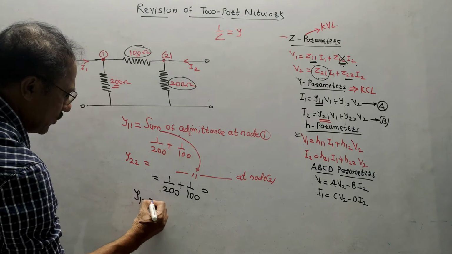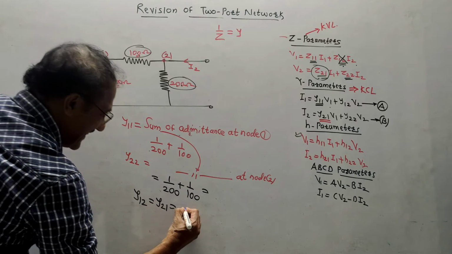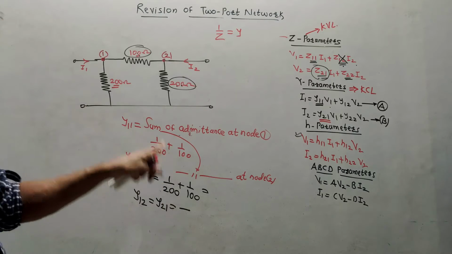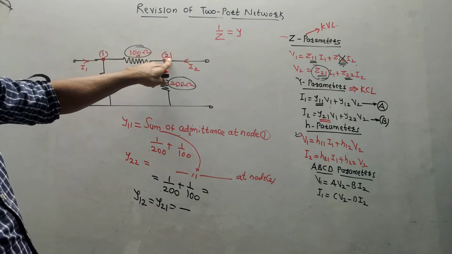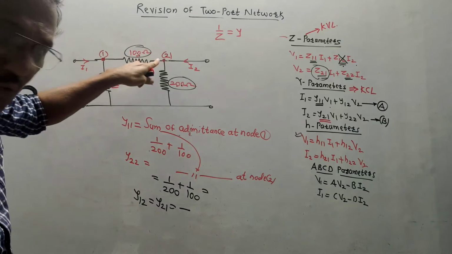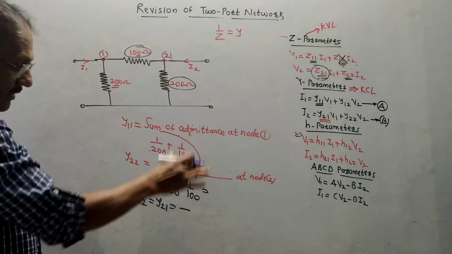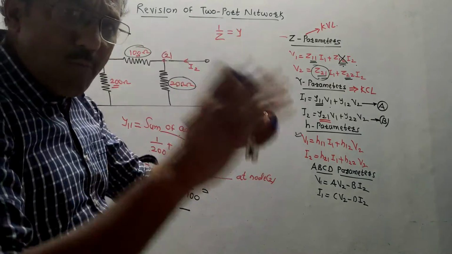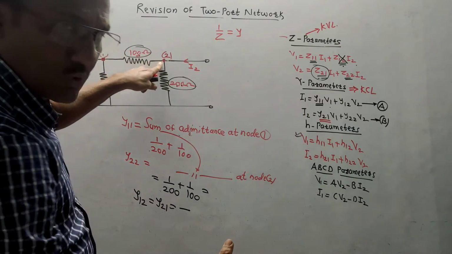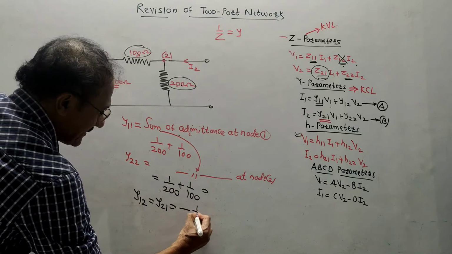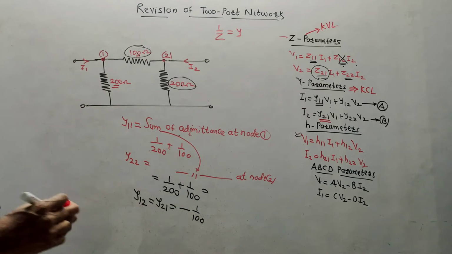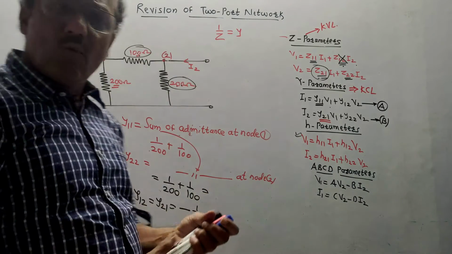Then Y12 is equal to Y21, which is the negative of the common admittance between node 1 and 2. Do remember this. Between node 1 and 2, the resistance is 100 ohm. The formula is the negative of the common admittance between node 1 and 2. This is impedance or resistance, so admittance is the reciprocal, so it is minus 1 by 100. This is the way you can calculate the Y parameters.